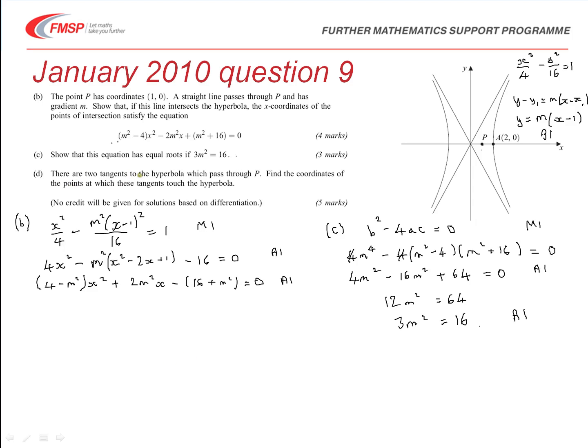So part D then says there are 2 tangents to the hyperbola. Well, the tangents just touch the curve, so that is where we have a point of intersection for equal roots. So that's what we've been doing in parts B and C. So the fact from part C that we know that 3m squared is equal to 16 is telling us that m squared is equal to 16 over 3.